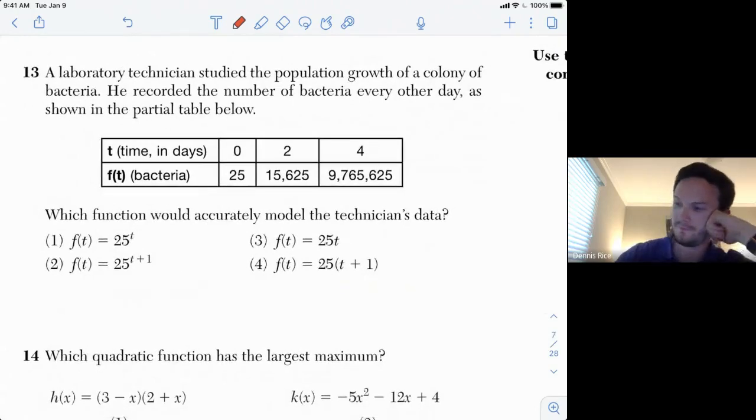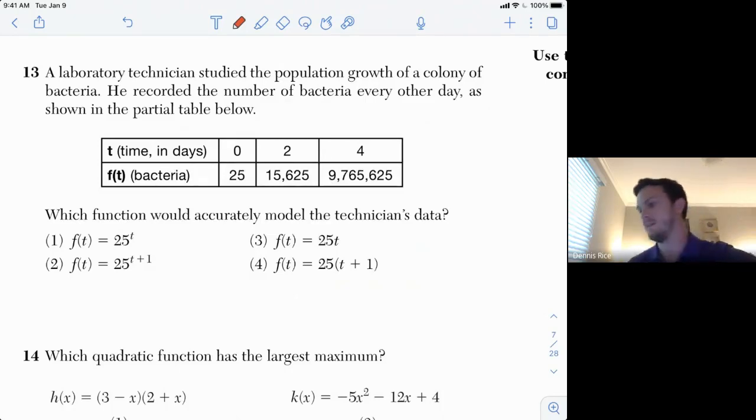Okay. So which function, we have bacteria versus days here, which function would accurately model the technician's data? So let's play the logic game a little bit. We're getting into some of these weirder, tougher questions. So let's hit the brakes for a moment here. This is like, oh God, I don't know what to do. So let's get into this process of what we can maybe cross off before we even get into it.